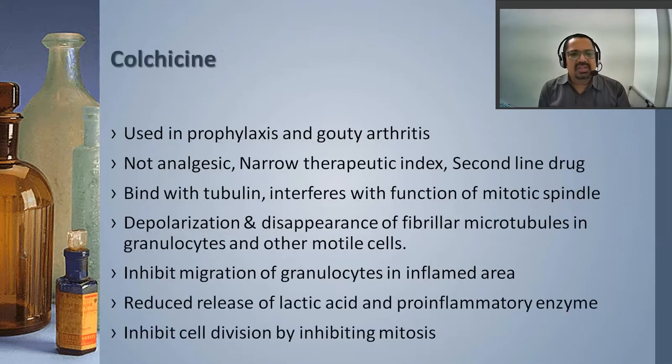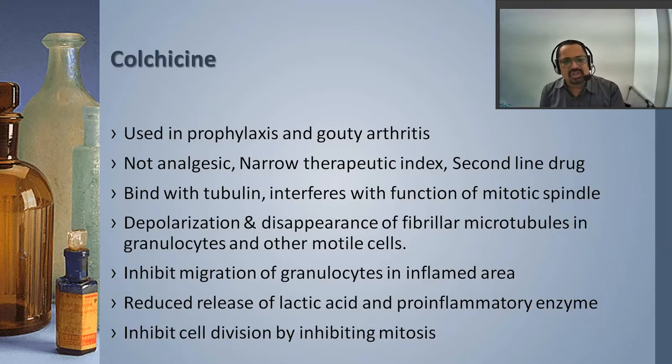The first drug, colchicine, is used in prophylaxis and also in the treatment of gouty arthritis. It is not an analgesic drug and has a narrow therapeutic index. Therefore, it is not a first line drug. Definitely, it will be a second line drug because safety is more important. The narrow therapeutic index is the main constraint behind its use.